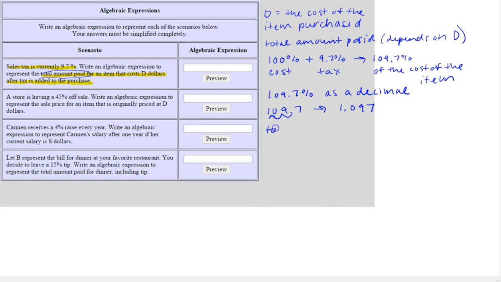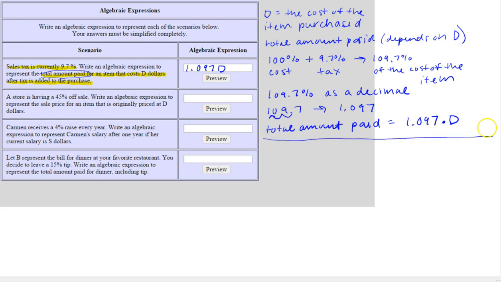So the total amount paid is equal to 109.7% or 1.097 times the cost of the item. So let's put that in here, and we usually don't put the multiplication sign. So 1.097D. Let's look at the next one.